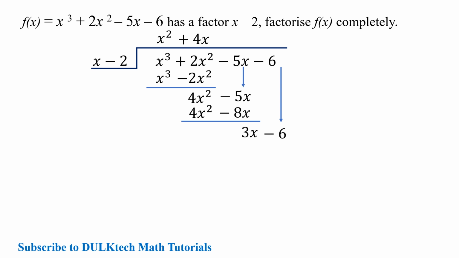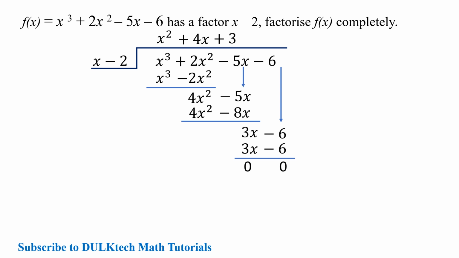Then x in the divisor into 3x here, we get positive 3, and we write it there as the third term of the quotient. Then that third term of the quotient must multiply the entire divisor. So 3 by x is 3x, 3 by minus 2 is minus 6. If we subtract these terms, we get 0.